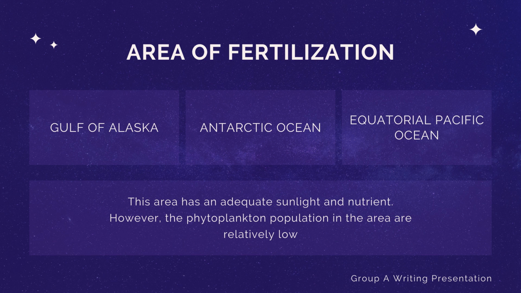In order to test Martin's theory, the researchers need to find an area to conduct the experiment. The areas in which the researchers are interested are the Gulf of Alaska, Antarctic Ocean, and Equatorial Pacific Ocean. These areas have adequate sunlight and nutrients. However, the phytoplankton population in those areas is relatively low.